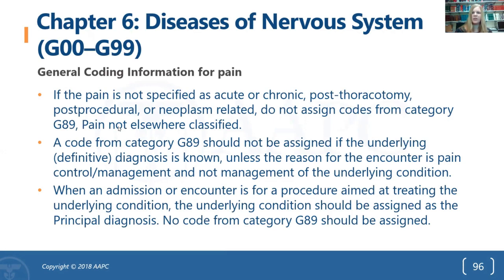For general coding of pain, if the pain is not specified as acute or chronic or post-thoracotomy, post-procedural, or neoplasm related, you would not assign a code from G89, pain not classified elsewhere. But a code from category G89 should also not be assigned if the underlying or definitive diagnosis is known, unless the reason for the encounter is pain control or management and not the management of that underlying condition. When the admission or encounter is for a procedure that is aimed at treating the underlying condition, it should be assigned as the principal code, and no code from G89 should be assigned.